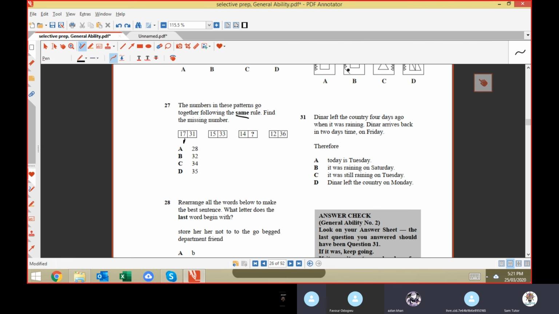Firstly, from 17, you've got to somehow get 31. From 15, you've got to somehow get to 33. From 12, you've got to somehow get to 36. 28.